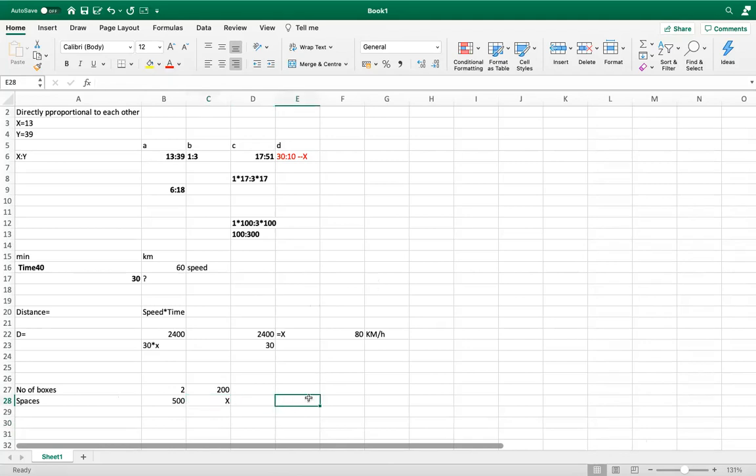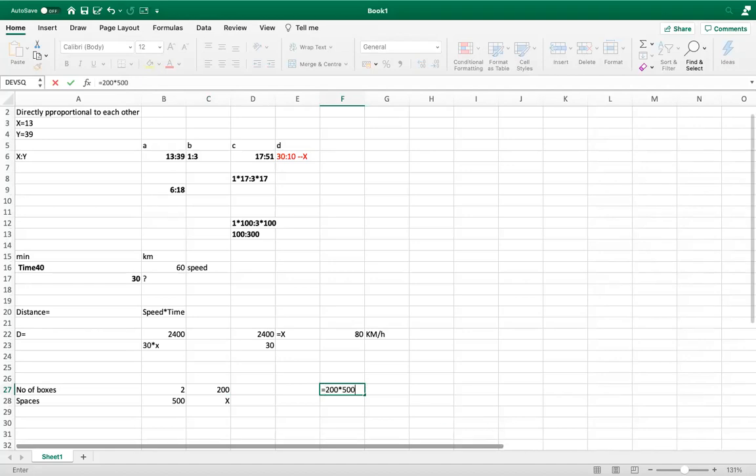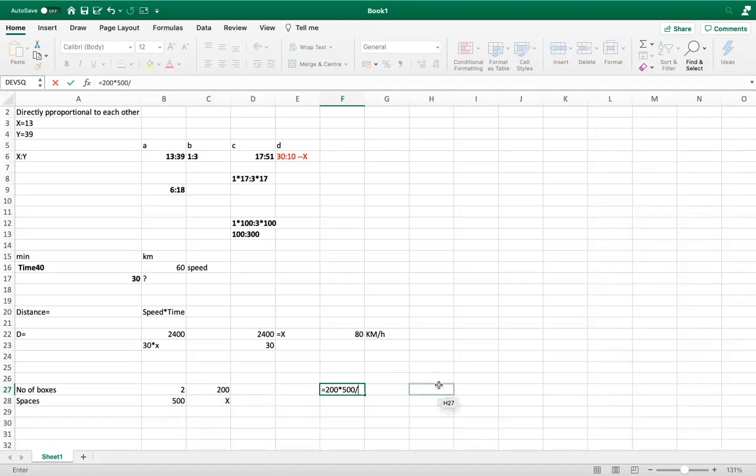So I will say, which is equal to 200 into 500. Correct? Cross multiply these two. 200 into 500, the whole divided by 2. So I get 50,000 cubic centimeters. Okay?